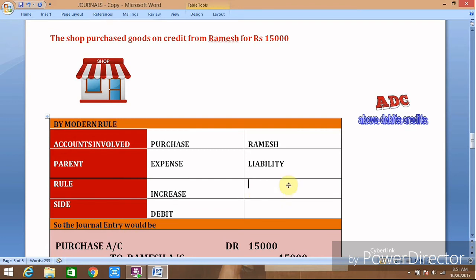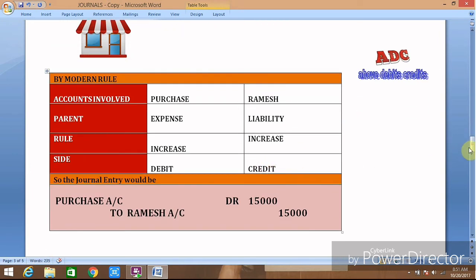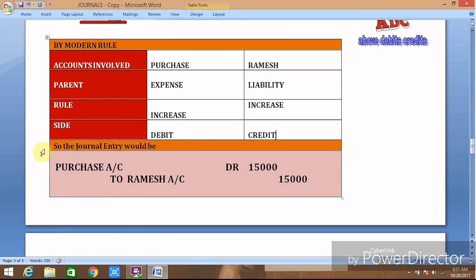For liability, again, we can see that the liability is increasing when we are purchasing goods on credit, right? We are creating a liability on our part to repay him back. So there is also an increase in how much we are going to pay sometime in future. An increase in liability, as you know already, is credited. So liabilities are increasing, it would go to the credit side, and we have our journal entry. The journal entry would be purchase account debit to Ramesh account.